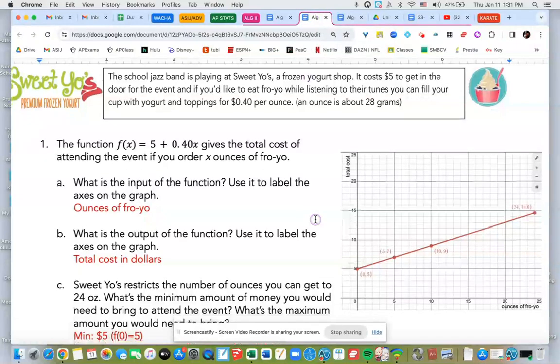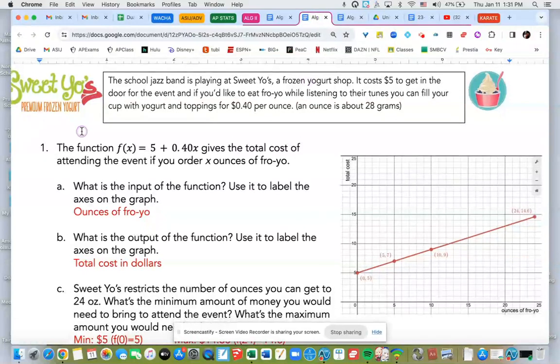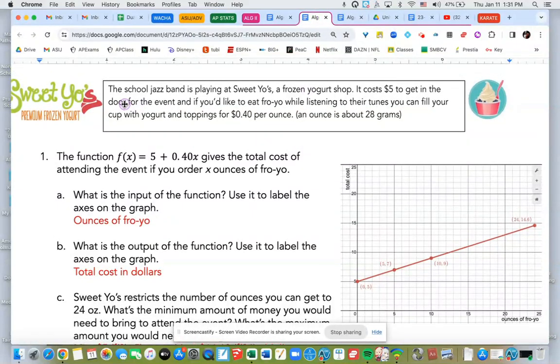So this is the worksheet we're going to be using. It's got Sweet Yo's frozen yogurt on it, and the premise is that the school jazz band is going to go there for an event. They're going to charge $5 to get into the event, and then when you're there, you can eat froyo, frozen yogurt, and they're going to charge you 40 cents per ounce for how much yogurt you get. So they give us an original function.